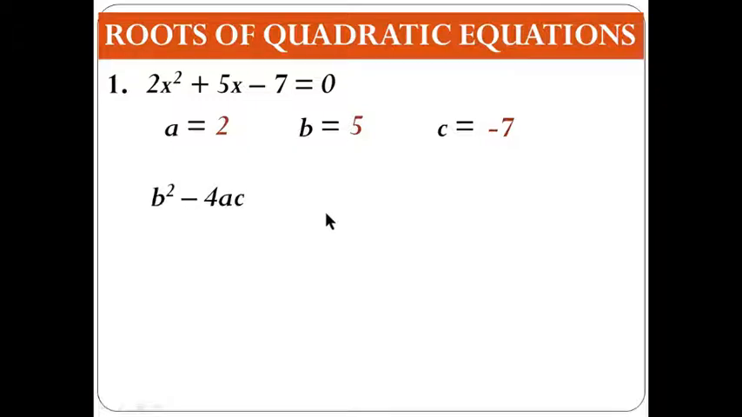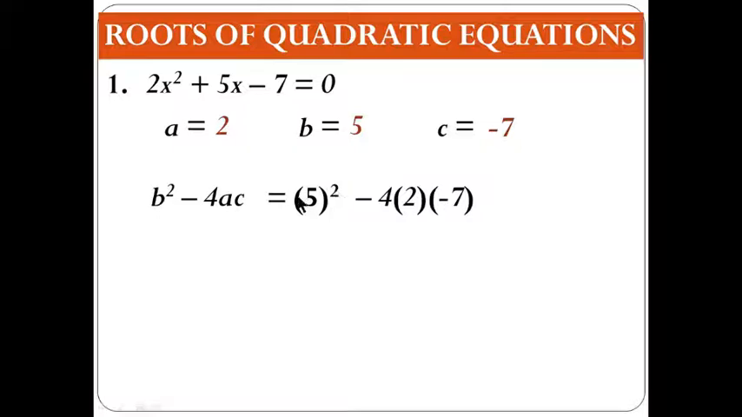After identifying the values of a, b, c, use the discriminant to determine the nature of roots of the equation. So, yung discriminant natin is b squared minus 4ac. Now, substitute all the given values. So, yung b squared natin, or yung ating b, ay 5. Then, minus 4 times yung a is 2 times yung c is negative 7.